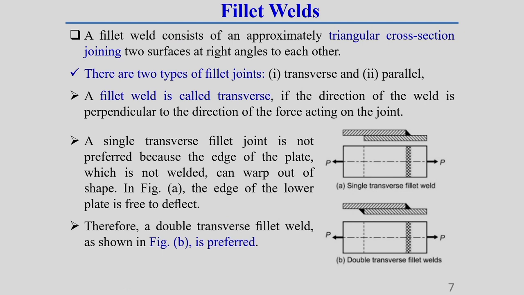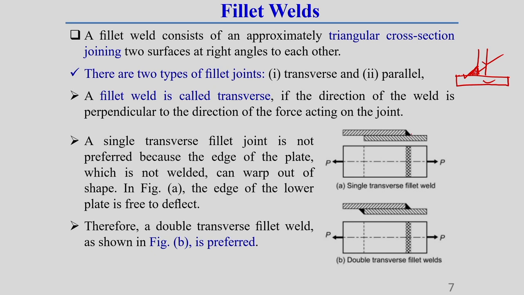Now, we will discuss fillet weld. So, what is a fillet weld? A fillet weld generally consists of an approximately triangular cross section joining two surfaces at right angle to each other. What does it mean? Here you see, this is a plate, and another plate is at right angle to it like this. This is a vertical plate, this is a horizontal plate. Fillet welding is done between two surfaces which are almost perpendicular to each other.